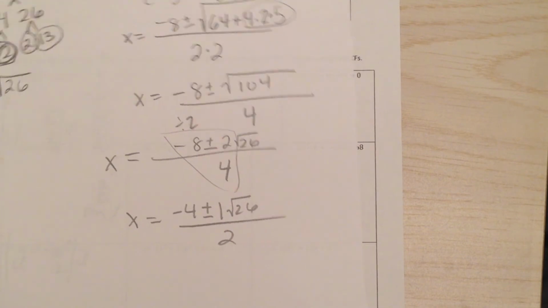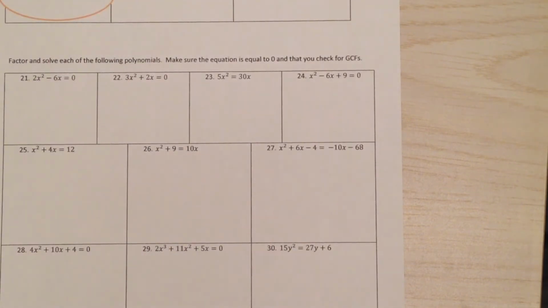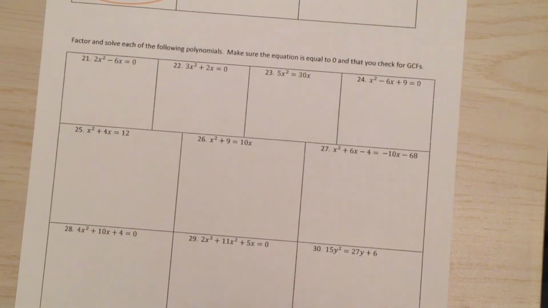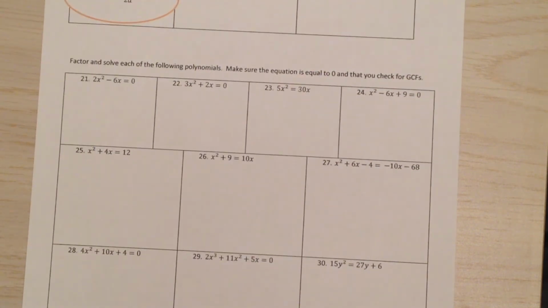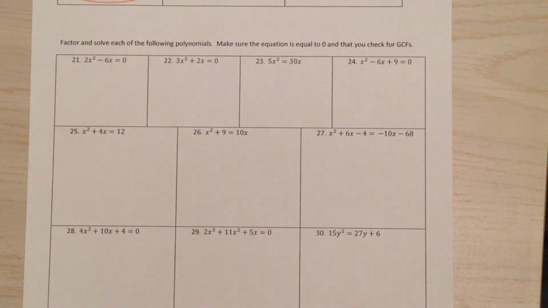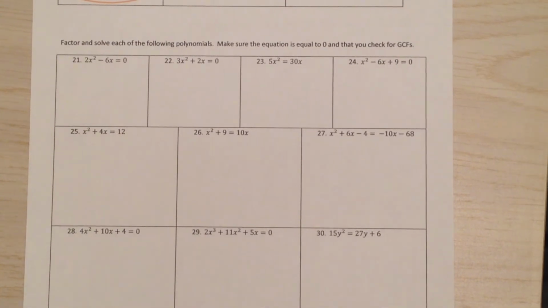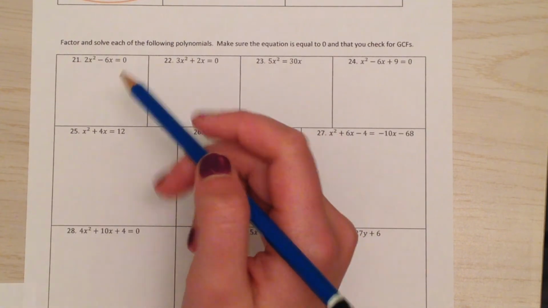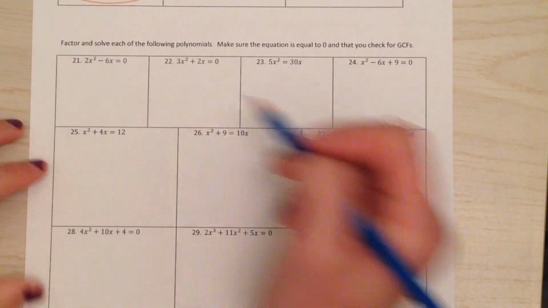Alright, so those are the quadratic formula ones. And that second one was a really tough one, but it will be okay. Let's look at number 21. Now we're just solving by factoring. So we're going to factor it, and then we're going to solve it. So the first thing I see is that is not a trinomial. It just has 2 pieces. So I'm going to just take out the GCF.